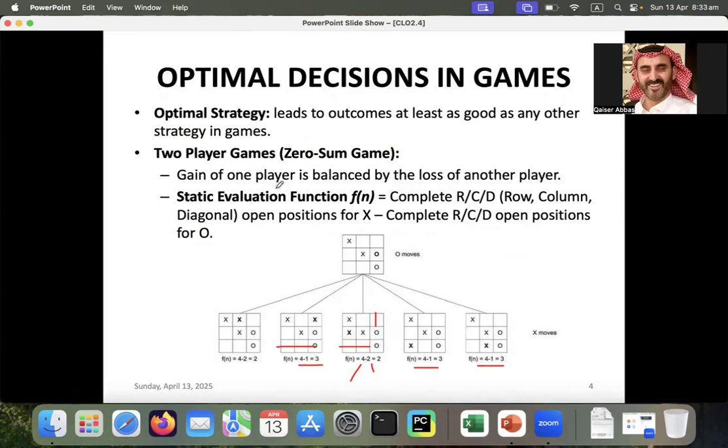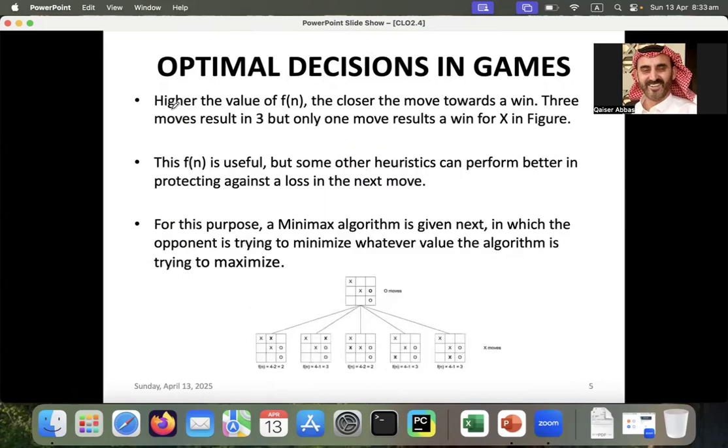And what it means: the higher the value of f of n, the closer the game is to ending, or you can say, the closer you are to winning. If the value of f of n that you calculated is higher, it means the move is closer towards a win. So the game is close to the winning position when the value of f of n is higher than the other moves.